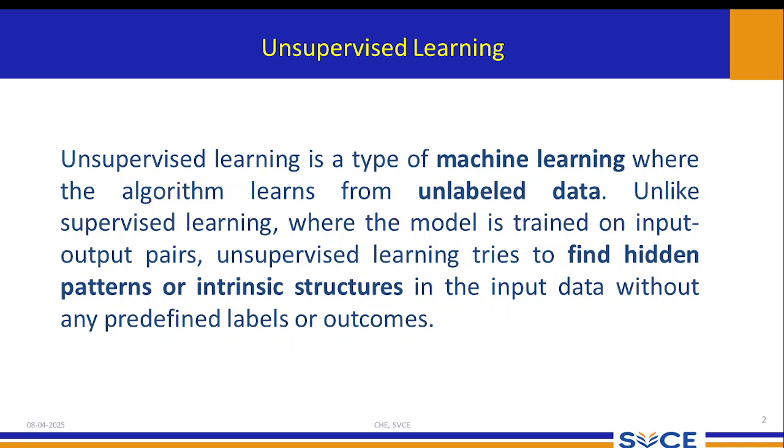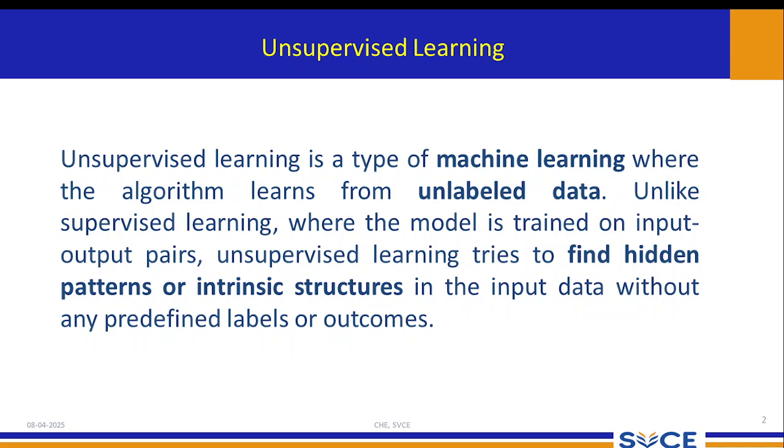Unsupervised learning is a type of machine learning where the algorithm learns from the unlabeled data, where the correlation between the input variable and the output variable will not be present. Unlike the supervised learning, where the model is trained on input-output pairs, unsupervised learning tries to find hidden patterns or intrinsic structures in the input data without any predefined labels or outcomes.